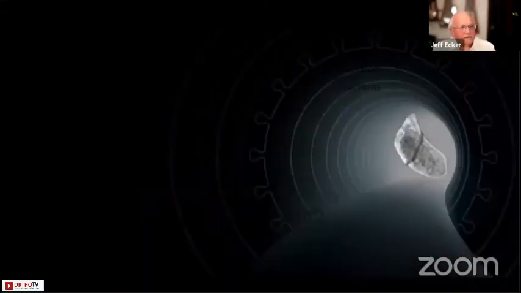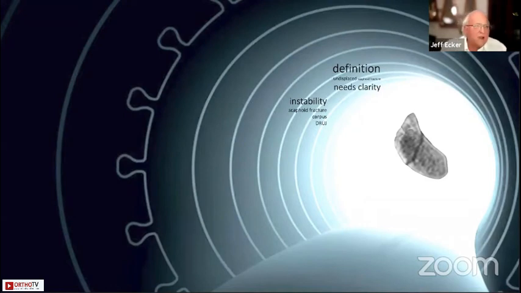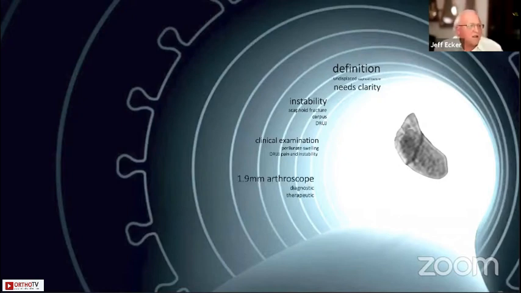So in conclusion, we need more definition and clarity about what constitutes an undisplaced scaphoid fracture. We need to know whether there's an associated instability of the scaphoid or the wrist, the ligaments, and the DRUJ. We need to go back to basics and examine wrists, not just rely on an X-ray and a CT scan. The 1.9 millimeter arthroscope used dry is an excellent diagnostic tool. It gives you more information than an MRI or a CT scan. And once you know what you've got, it becomes a therapeutic tool.